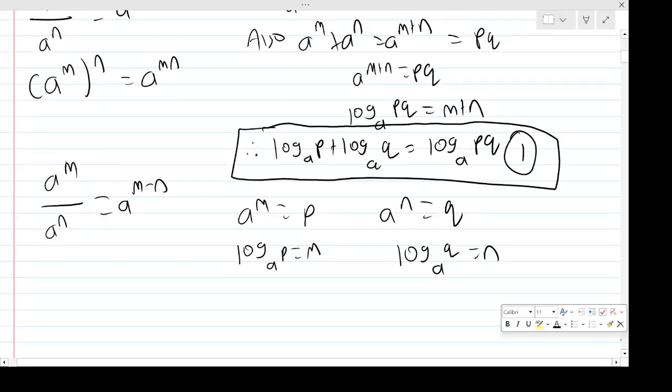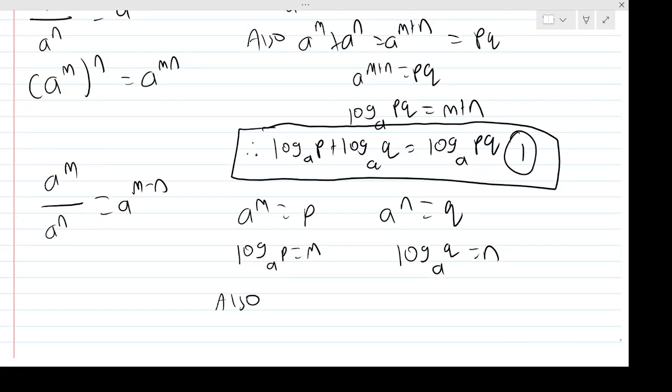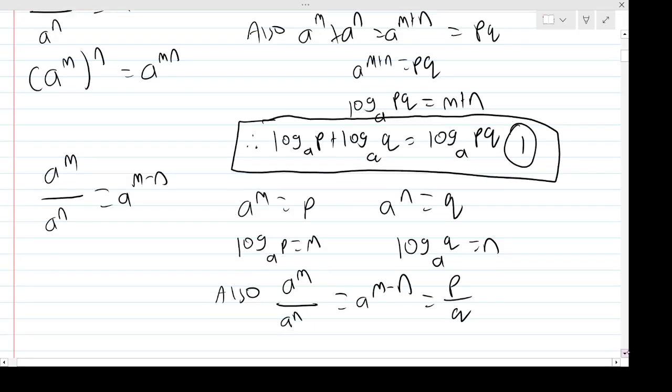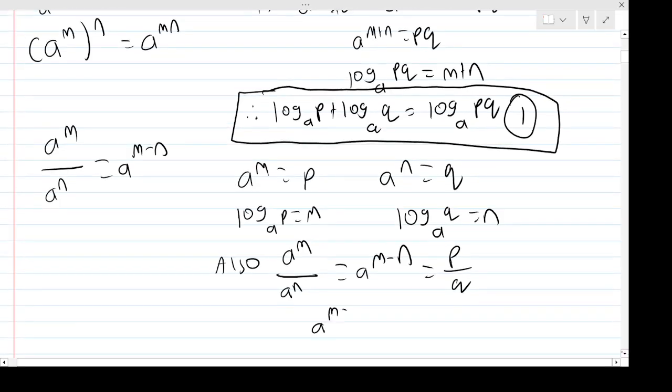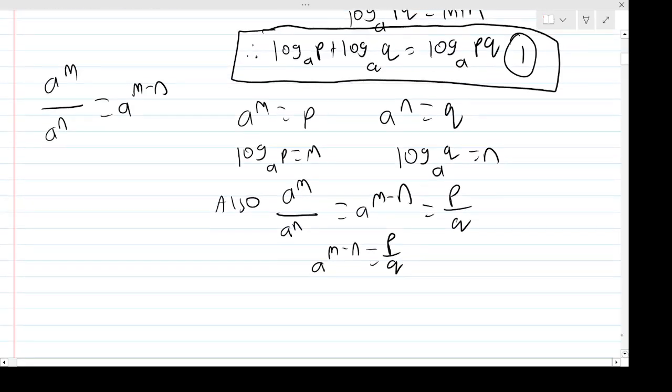I also know that if I do a to the m divided by a to the n, that's a to the m minus n. But if I'm dividing a to the m by a to the n, that's the same as p divided by q, because a to the n is q. So a to the m minus n is equal to p over q. Then if I take logs again, I convert that into a log: log base a of p over q is equal to m minus n.